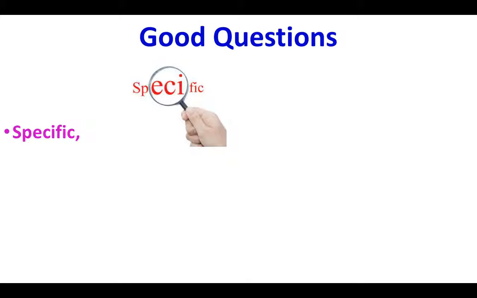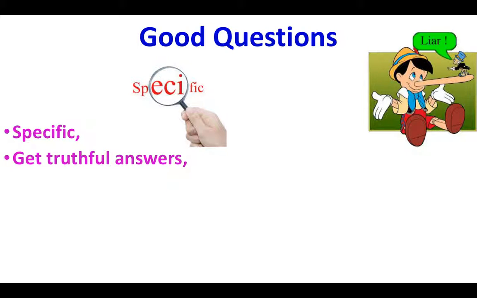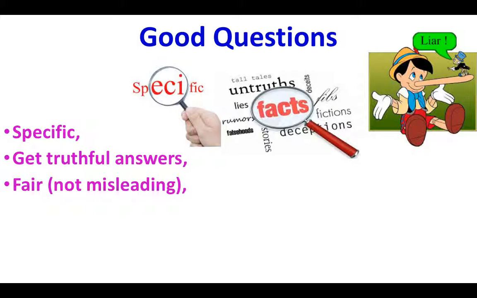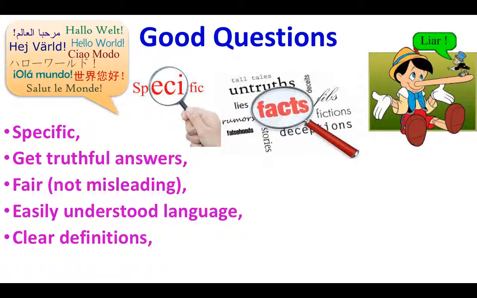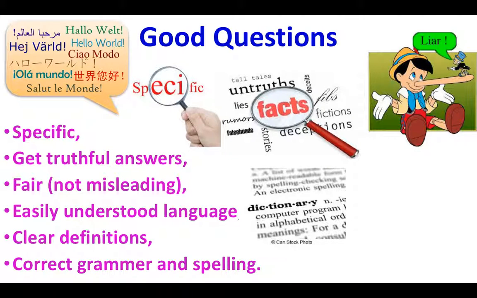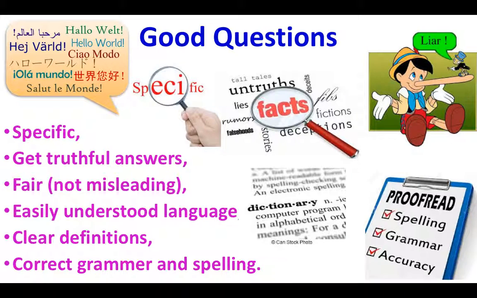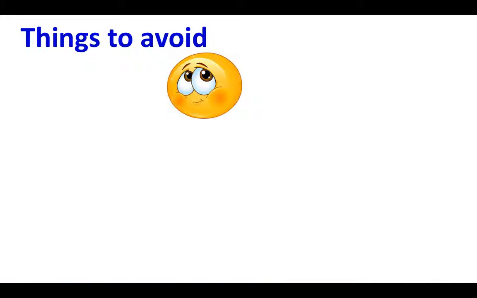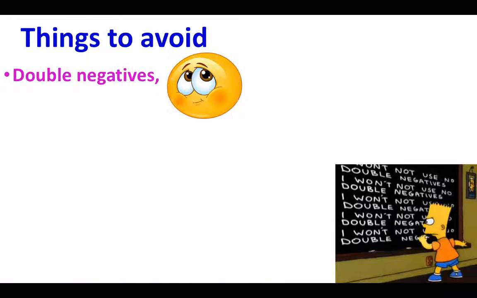Questions need to be specific, so people aren't confused about what's being asked. We want to be able to get truthful answers. We want fair questions. We don't want questions that lead us. We want questions that have easily understood language, clear definitions so people know what we're asking them for, and correct grammar and spelling. These are the things that good questions have. And of course, proofreading.